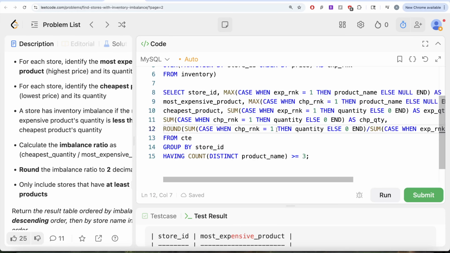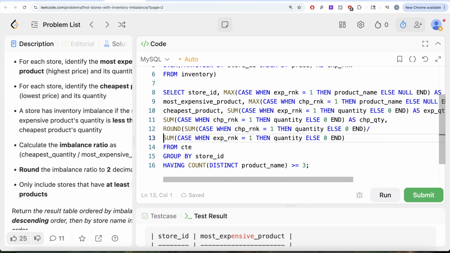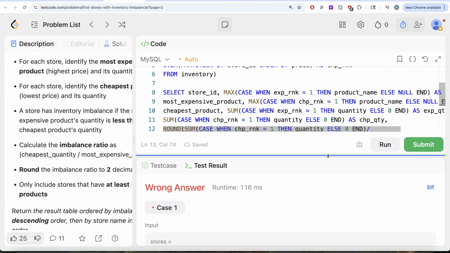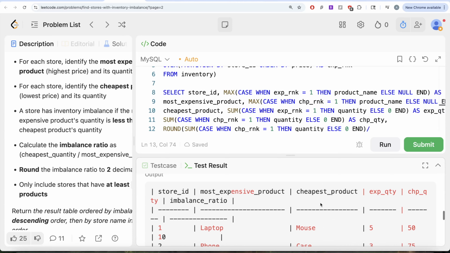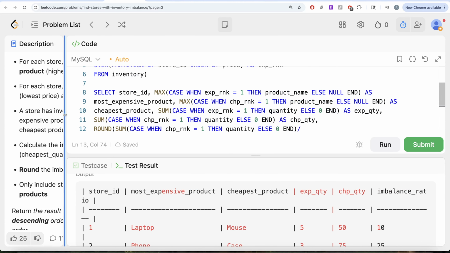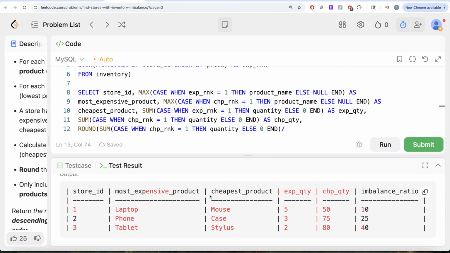Let me bring this down so that it's easier for us. Round this entire thing to two decimal places, and let's alias this as imbalance ratio. Okay, I think this looks good as of now. Let me go ahead and run this and see what we get in our output. What we have here is, for every store ID, the most expensive product, the cheapest product, the most expensive product quantity, the cheapest quantity, and the imbalance ratio.